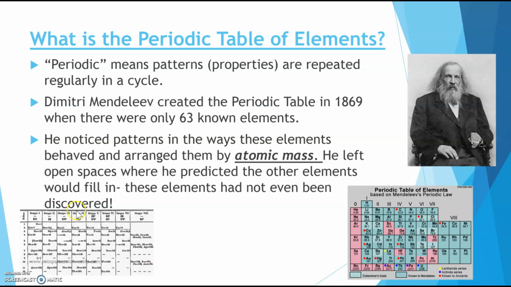So here are some of Dmitri Mendeleev's first works of the periodic table of elements. And as you can see, many of the spaces were left open for the other elements to fill them in. So he predicted, according to atomic mass, that as the atomic mass number increased, there were other elements out there that he hadn't yet discovered.